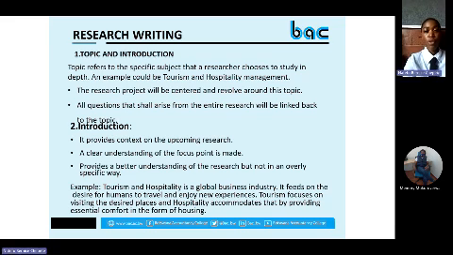An example of an introduction is: tourism and hospitality is a global business industry. It feeds on the desire for humans to travel and enjoy new experiences. Tourism focuses on visiting the desired places, and hospitality accommodates that by providing essential comfort in the form of housing.